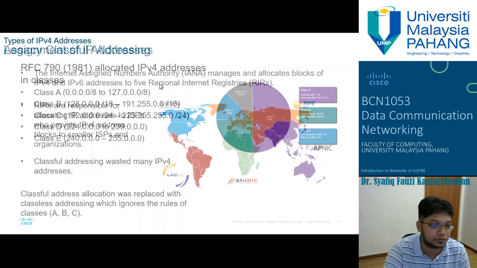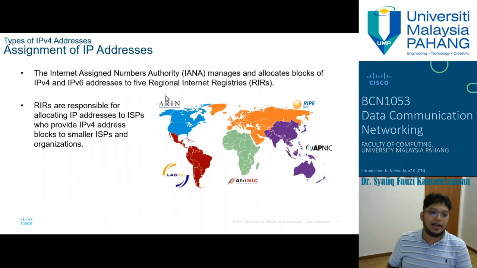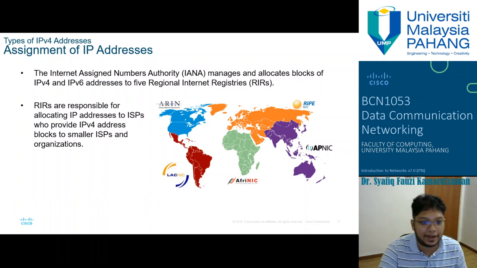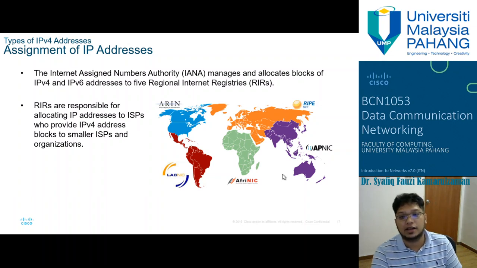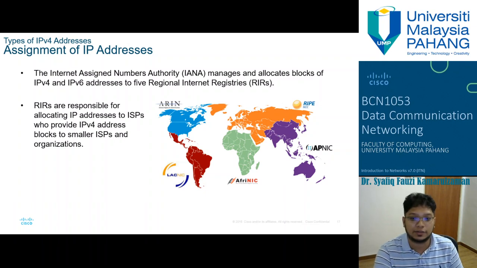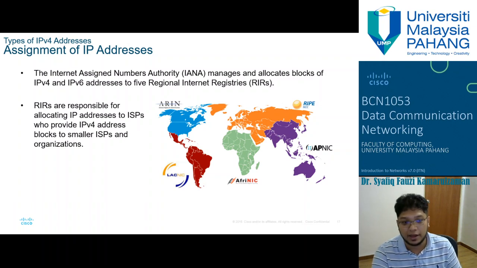In order to assign these IP addresses, we have the authority, the Internet Assigned Numbers Authority, IANA, that manages and allocates blocks of IPv4 and IPv6 addresses to 5 regional internet registries. These are the 5 regional internet registries. These RIRs are responsible for allocating IP addresses to ISPs, who provide IPv4 address blocks to smaller ISPs and organizations. This is why in the case of Malaysia, they provide those IP addresses to Telecom and to TM, and from TM they distribute them to the other ISPs that we have in the country.